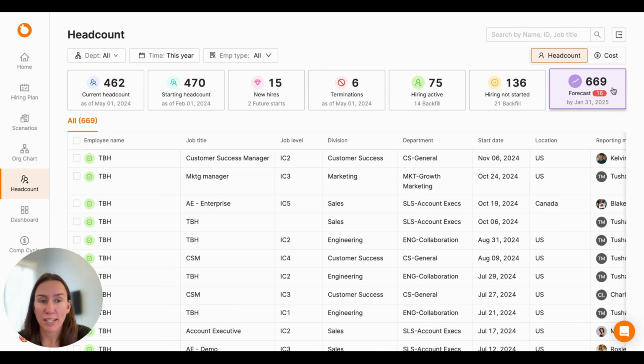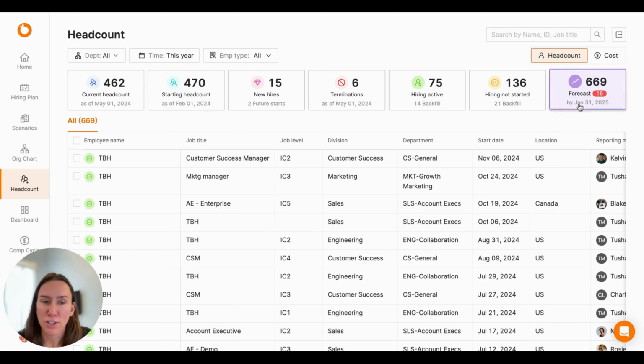The forecast number is calculated by taking your starting headcount plus your new hires minus your terminations plus your hiring active plus your hiring not started. And then we also track future terms. So minus 16 is the last factor here to get you that 669 number. Future terms are pulled directly from your HR system. So if you know that somebody is leaving in 1 month and that data has been entered into your HR system, we'll just pull it right into TeamOhana.